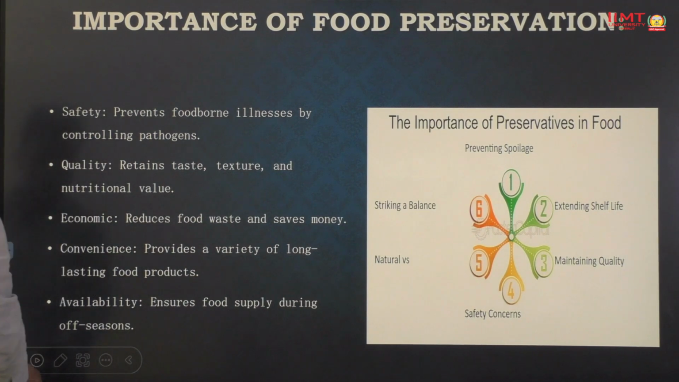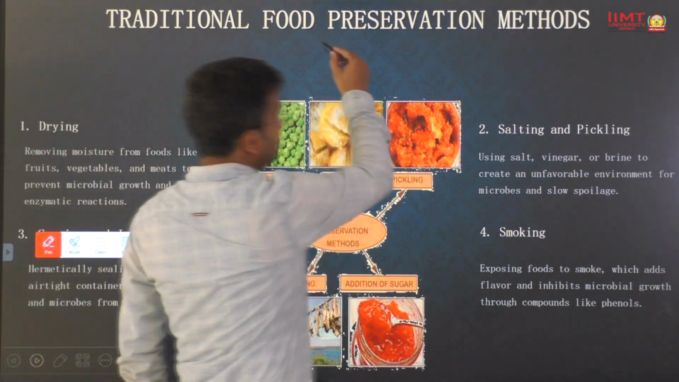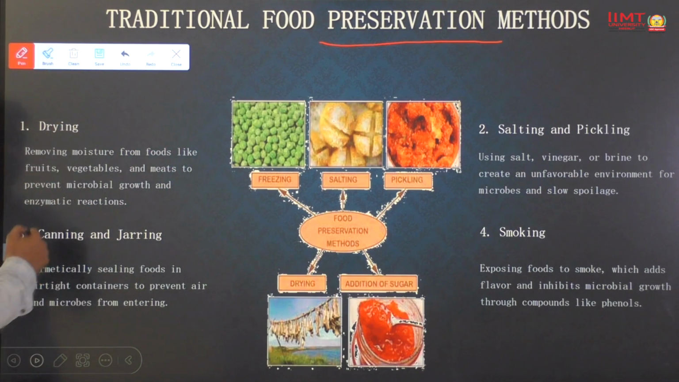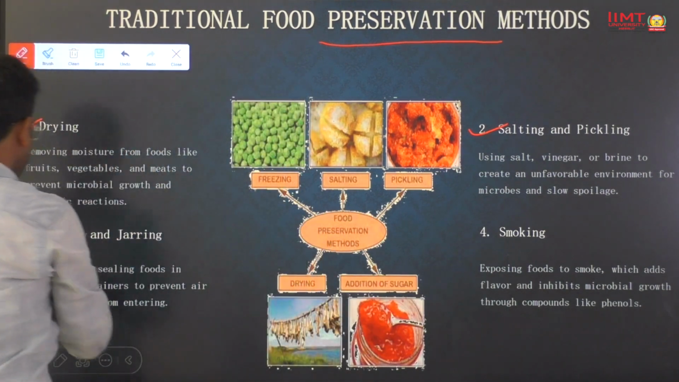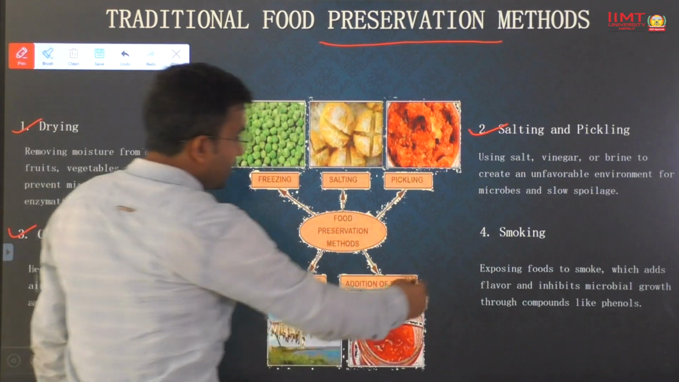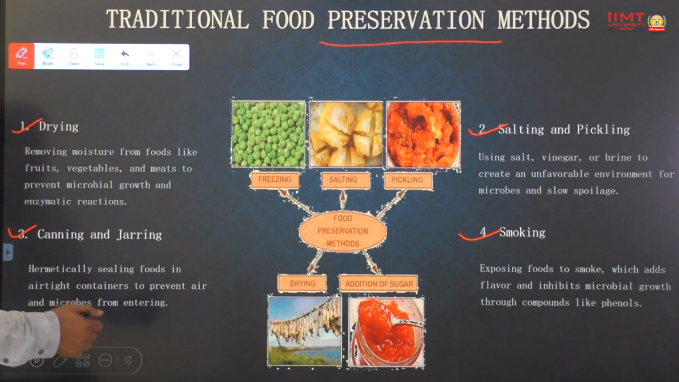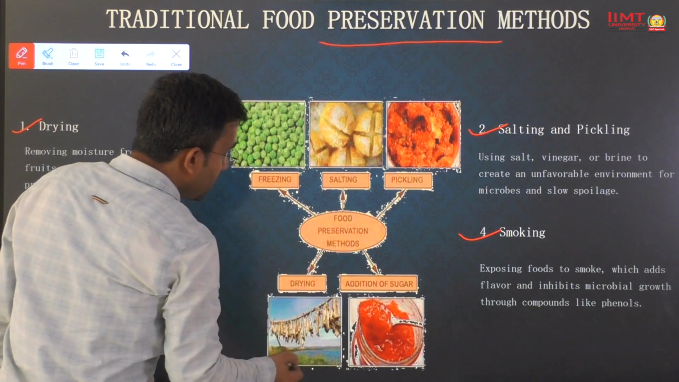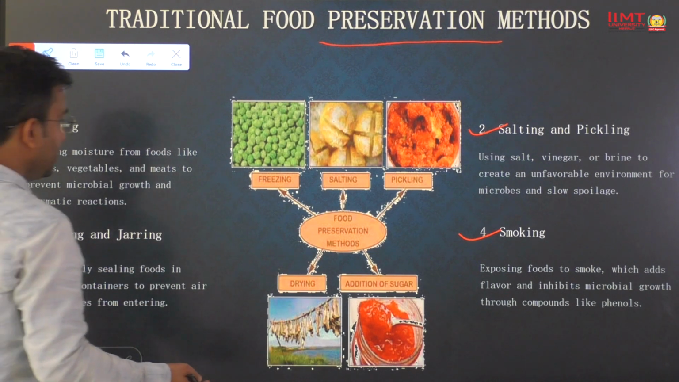So go for next. Here are some traditional methods of preservation techniques. We all know about drying, salting and pickling, canning and jarring, and smoking. These are common traditional methods for food preservation to store food items for a long time and keep them safe from microbial spoilage.